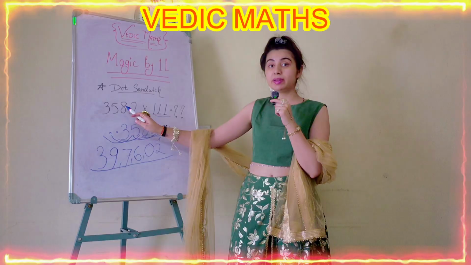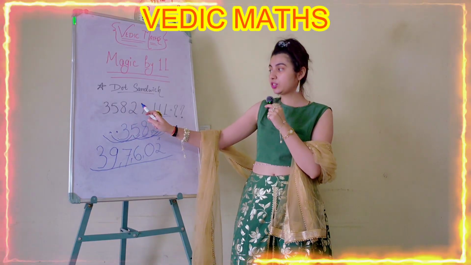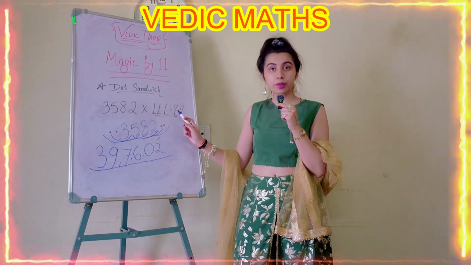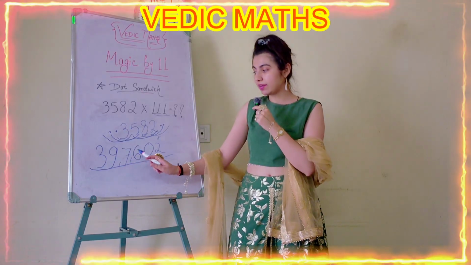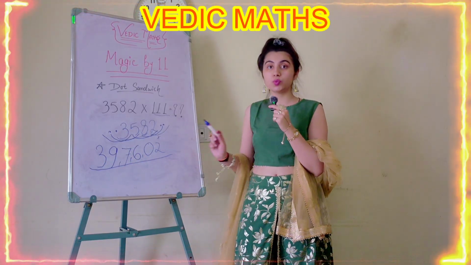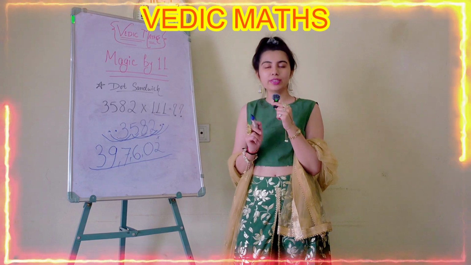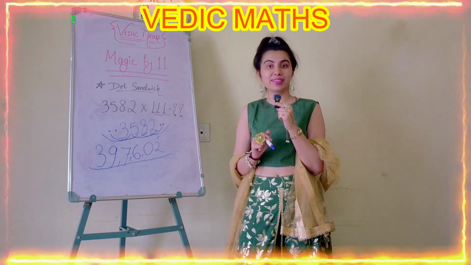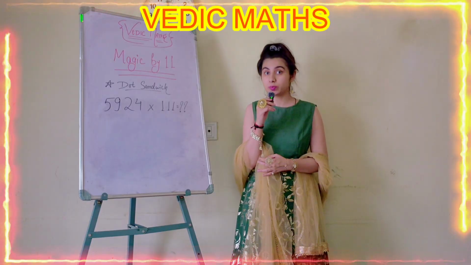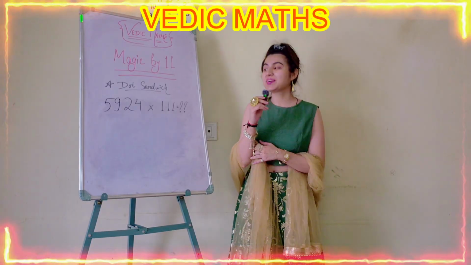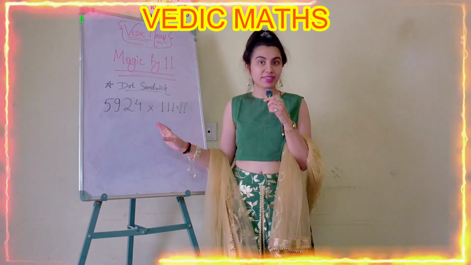So when you multiply 3, 5, 8, 2 by 111, what do you get? You get 397,602. That's your answer. Go and check it. Since we are doing multiplications by 111, now let's take another question.